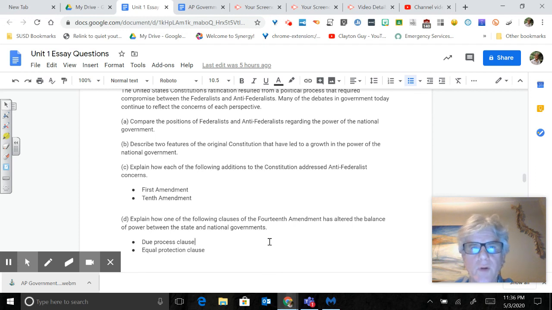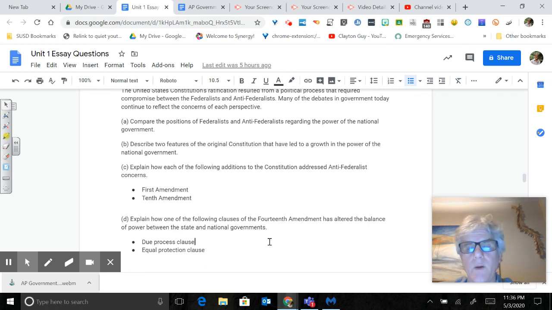Judicial review was not in the original Constitution, so I won't take that. So I would do basically the implied powers, the Commerce Clause, the power to tax, the president just being in that power. Now, how each of the additions addressed anti-federalist concerns.